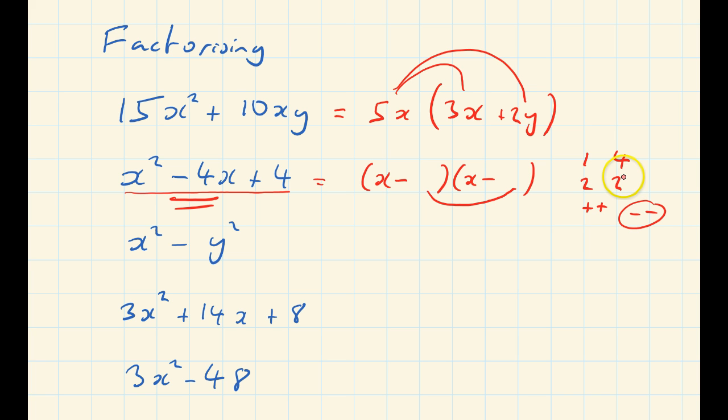So I'm going to put the minus in, and they're both the same. I've got to get 4, so it's obviously going to be 2 and 2. Just check that works. That will give me x squared minus 2x minus 2 more x, that's minus 4x, and that will give me plus 4. I know that's right because I've checked it.